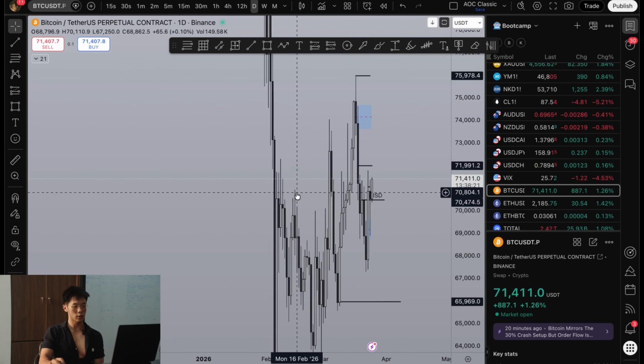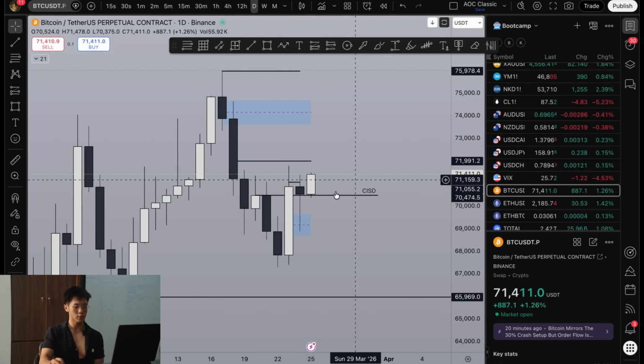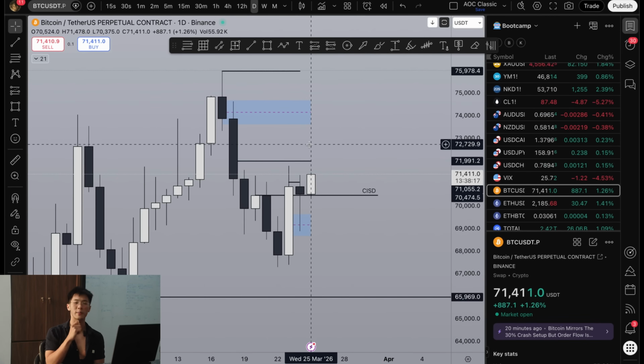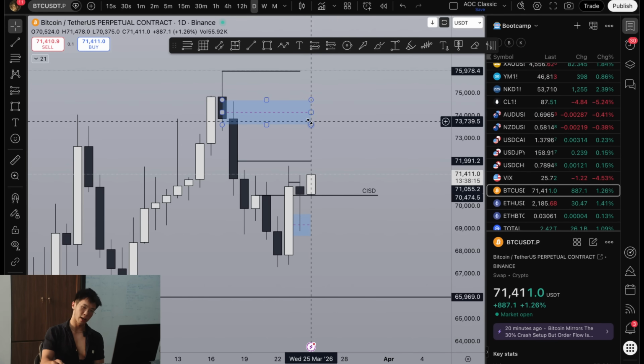Today we're dealing with a non-news day. Doesn't mean that we cannot take a trade though. We just need to be a little bit more selective. And so far, based on what I'm seeing on the charts, I think we might have an opportunity.